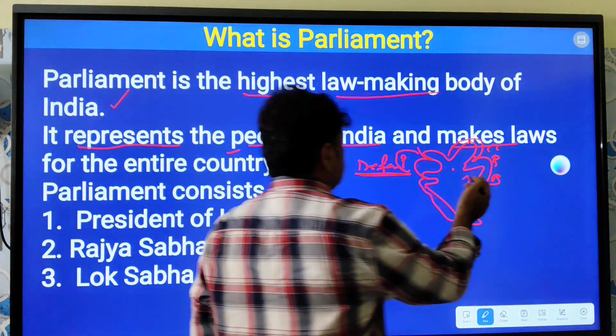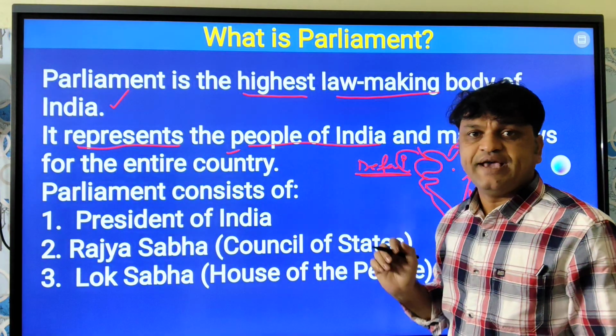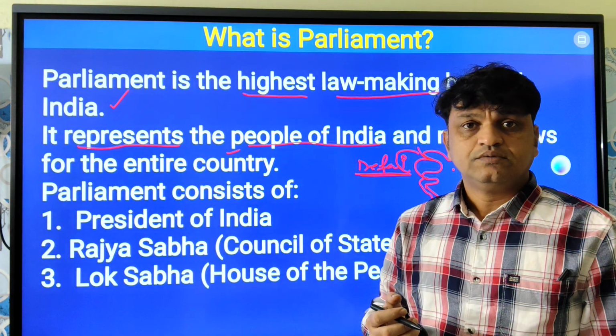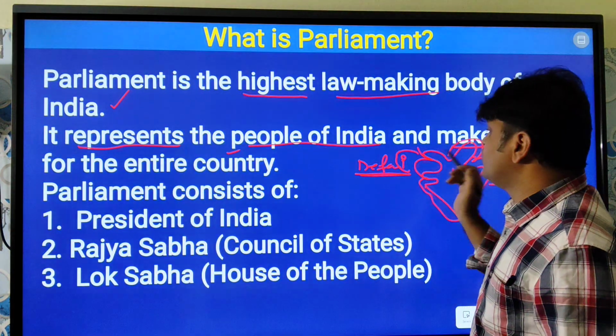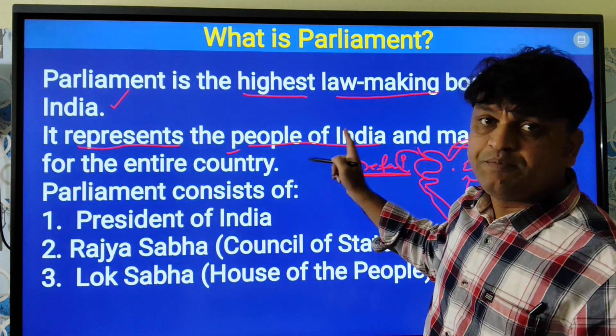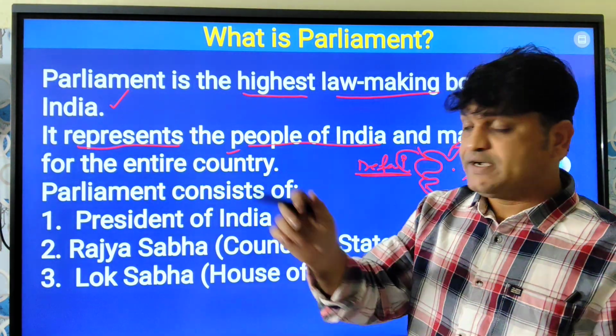So this is for defense, communication, currency, and railways. All this will be taken care of by the Union government. So that's what we are saying. It represents the people of India. The Indian Parliament represents the people of India and makes the laws for the entire country.